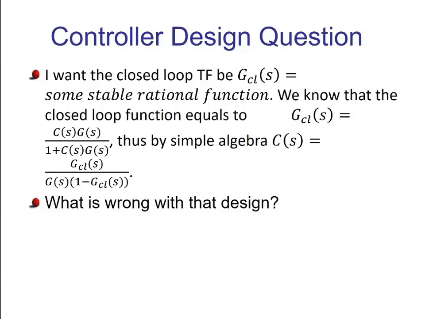But here you get a formula, right? MATLAB can do it easily. Give me G of S, give me the G closed loop that you want, and I will give you a controller. That's one thing there. You can play with the number of poles and zeros in the G closed loop, whatever you want. You can always get to the actual number of poles and zeros if you want.